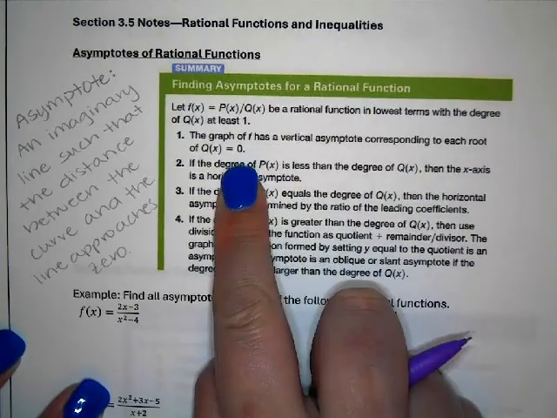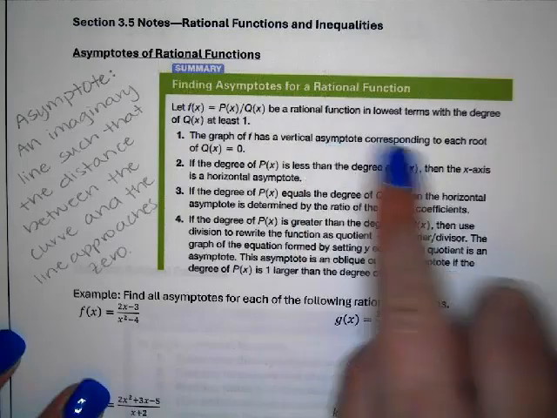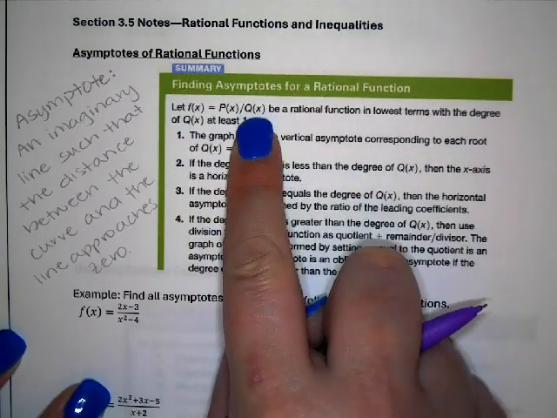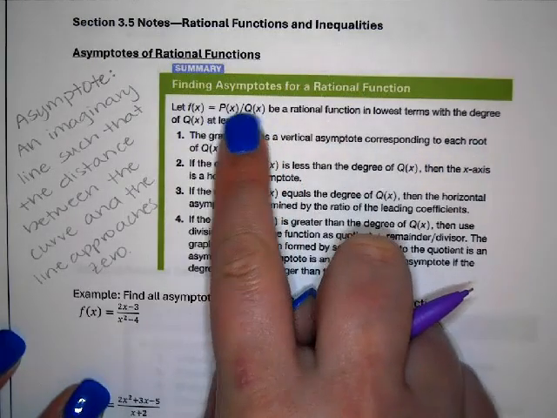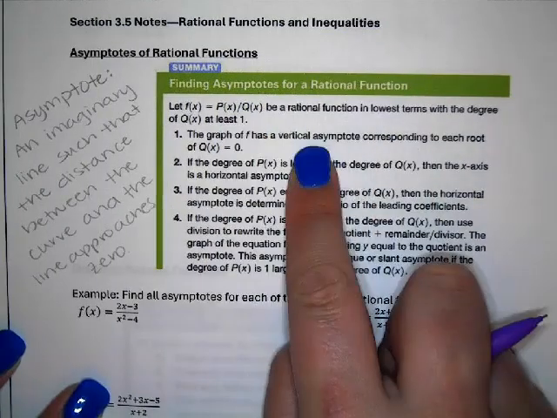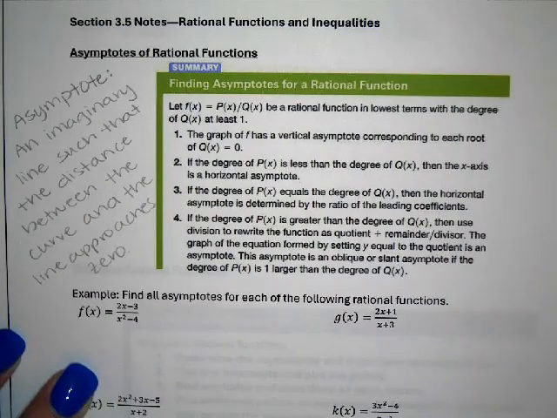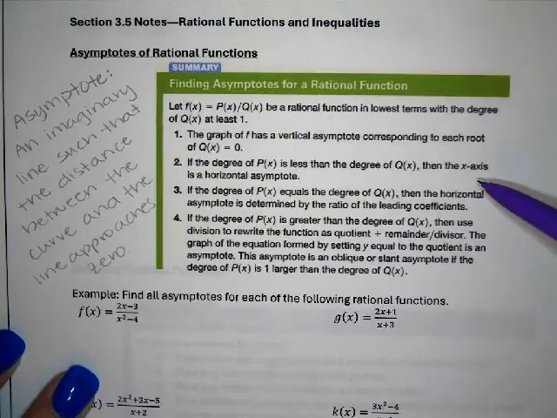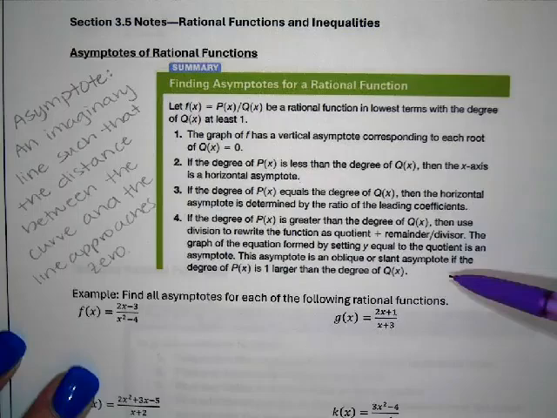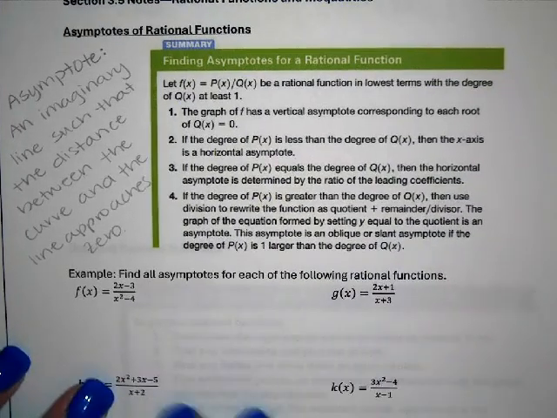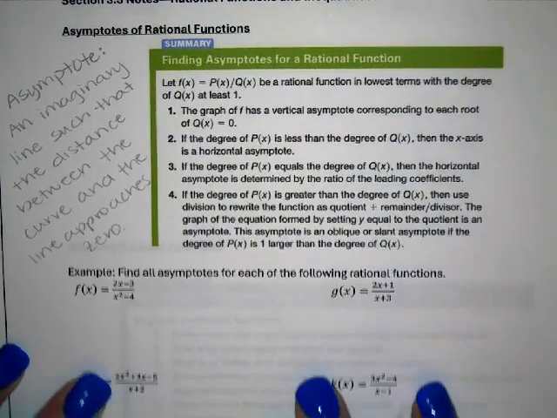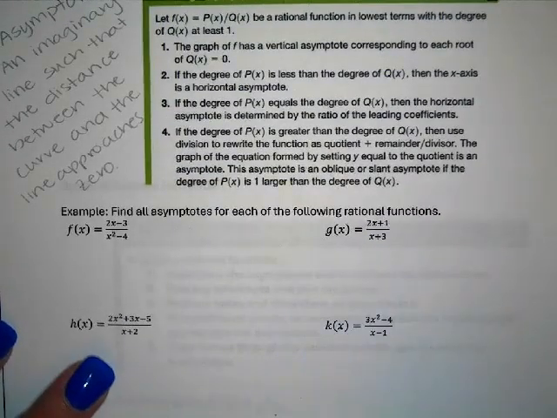So the first one says the graph has a vertical asymptote corresponding to the root of Q of x. They're talking about the bottom. P of x is the numerator, Q of x is the denominator. To find the vertical asymptotes, we're just going to factor the denominator and see what x values we should be excluding. Those are going to create vertical asymptotes. The horizontal asymptotes and the slant asymptotes, or oblique, have a little bit more complicated shortcuts. So we're going to find all the vertical asymptotes for these examples first, and then we're going to come back and find the horizontal and the oblique.